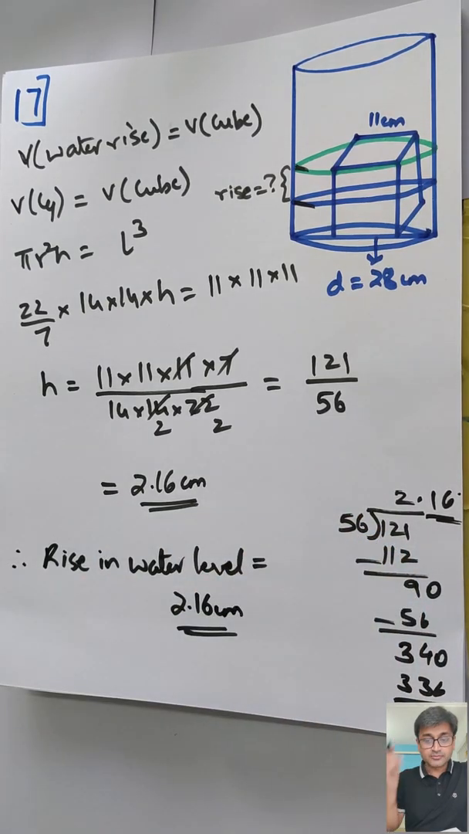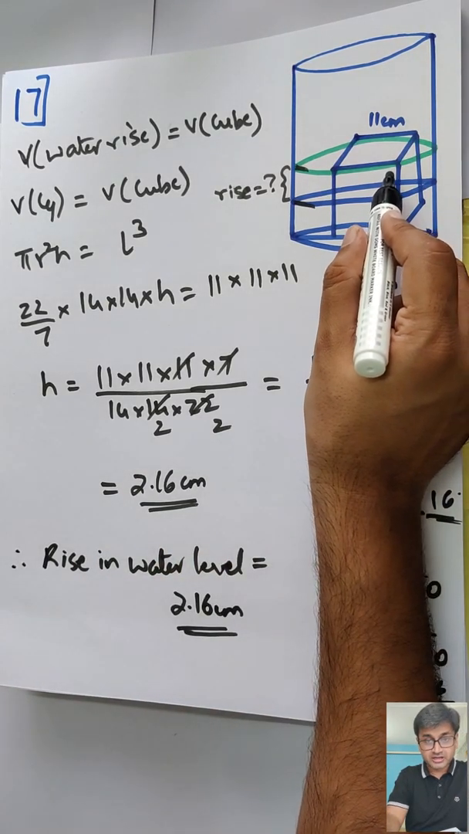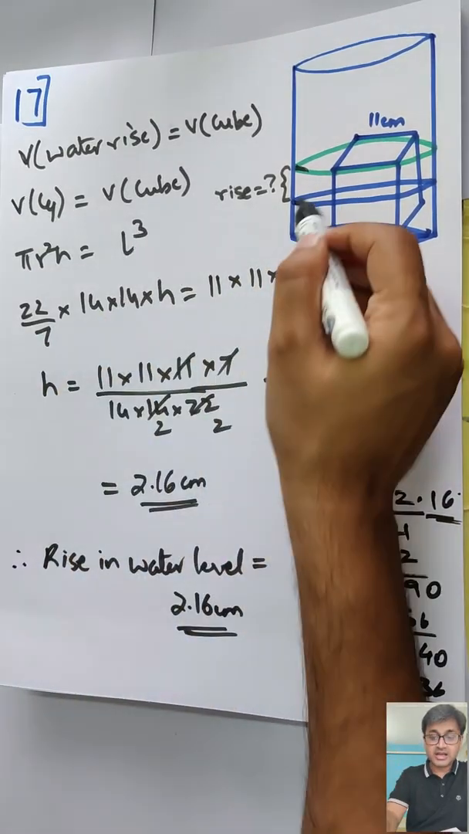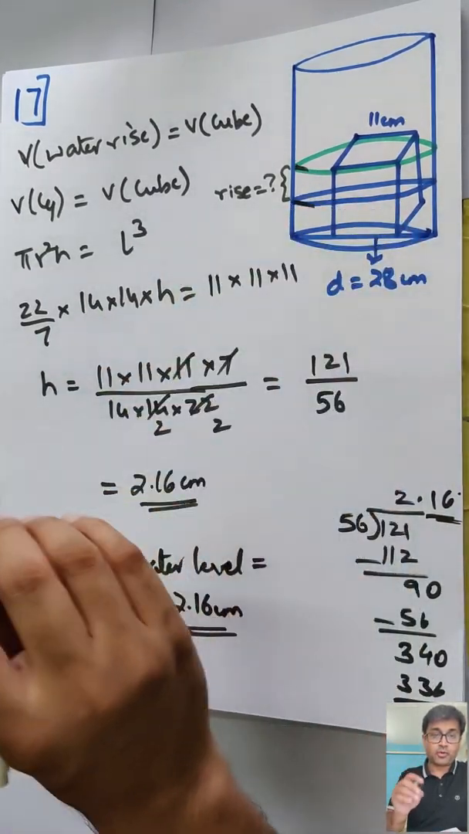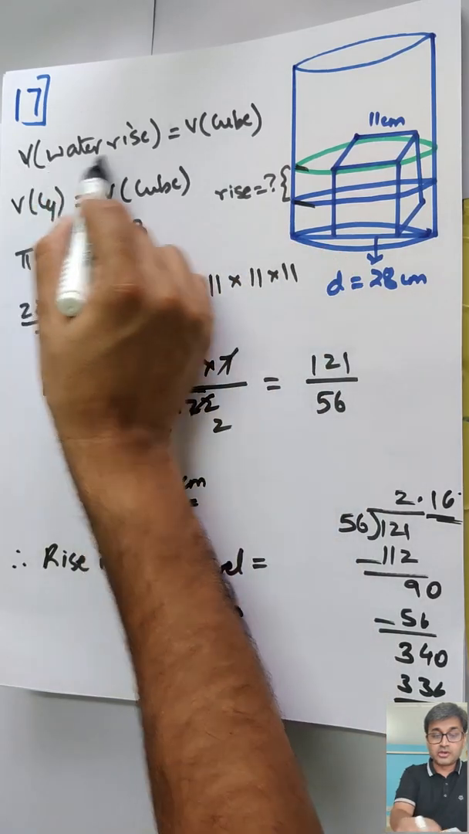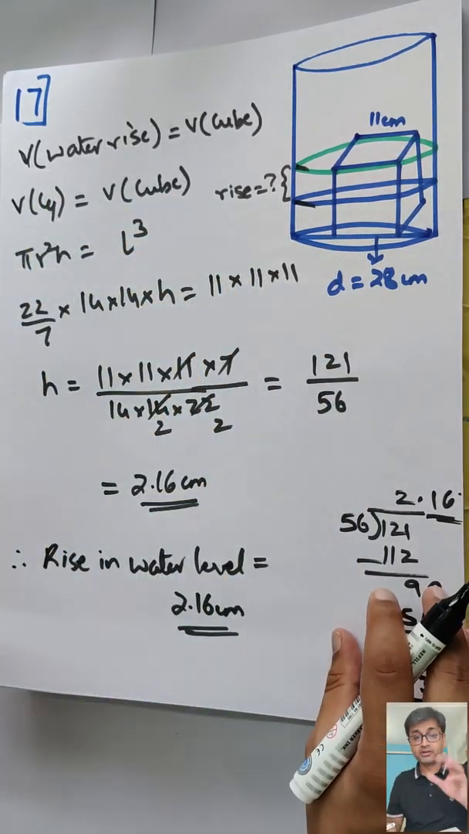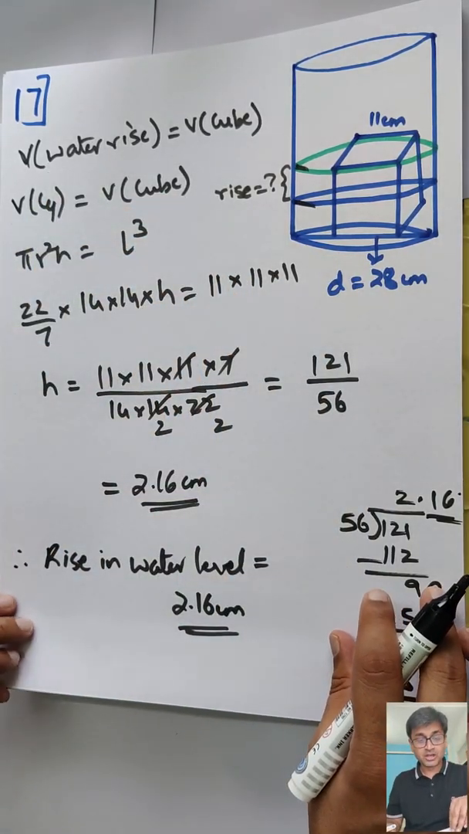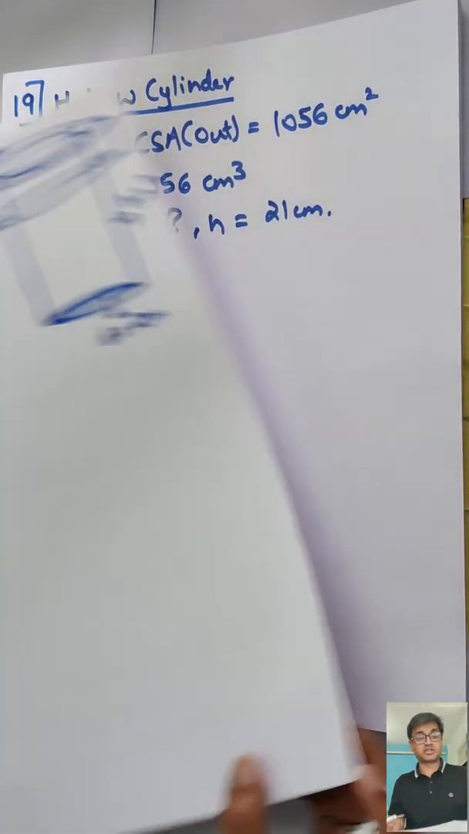So how to recollect them? Whatever is the volume of that object, whichever has been inserted inside, is the rise or volume of the water rise, and the rise is always going to be equal to the shape, whatever shape the water is in. Okay, so I hope you managed this one. Let's go to the next one.